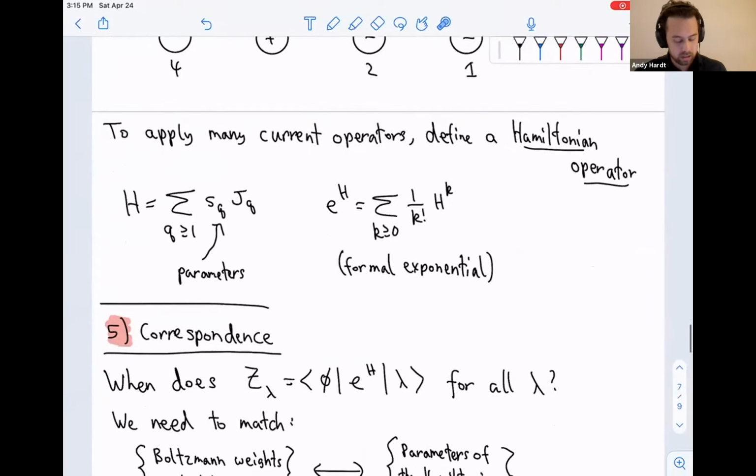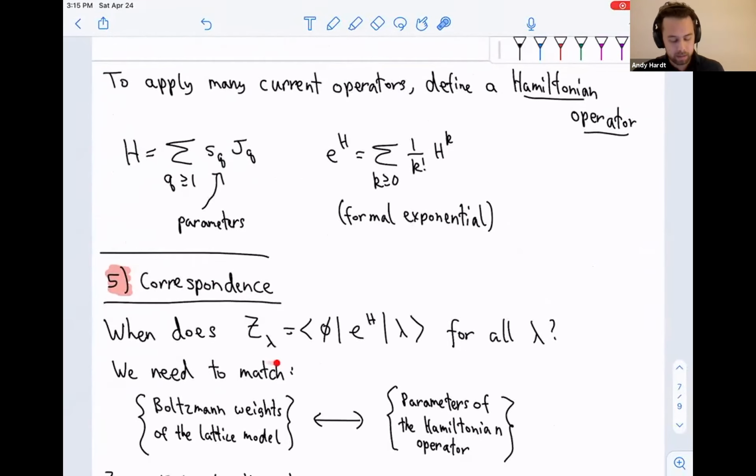So the question is, when does the partition function equal this bracket for the Hamiltonian? And when does this happen for all lambda? So can we find sets of Boltzmann weights for the lattice model and sets of parameters for the Hamiltonian such that these quantities are equal regardless of our partition? And the answer is yes, we can do this, although not in all cases.